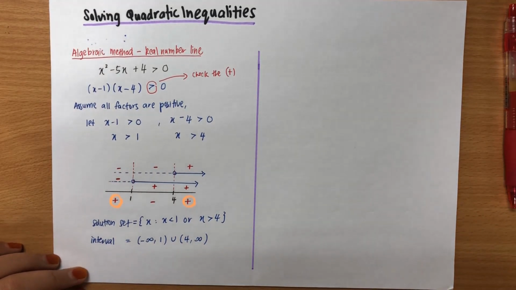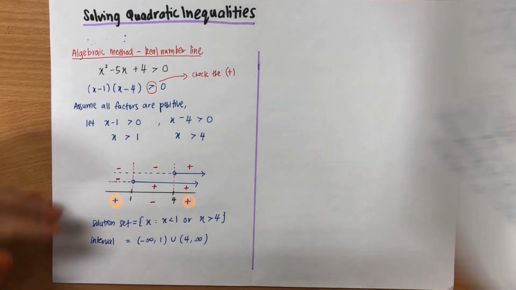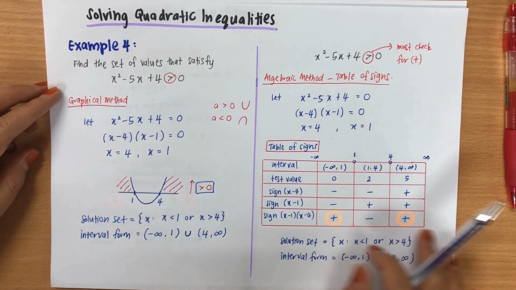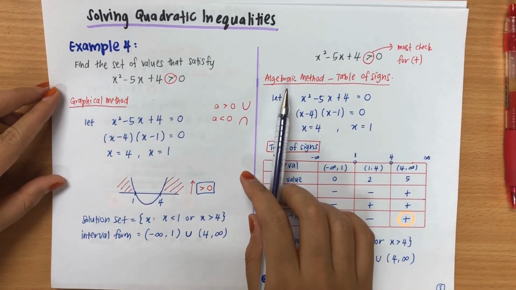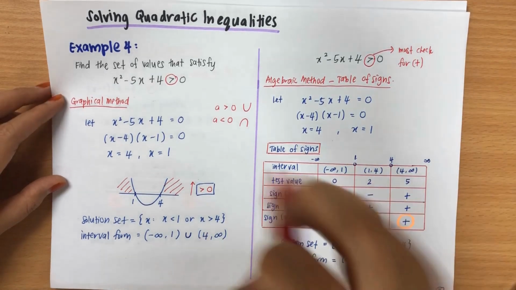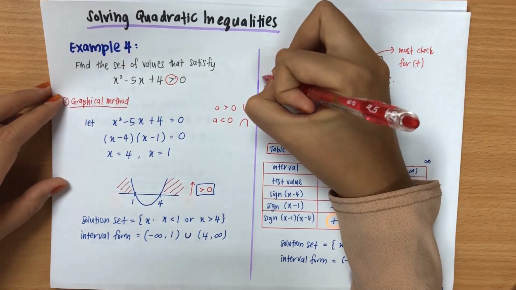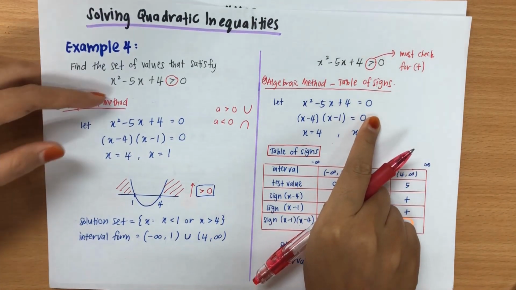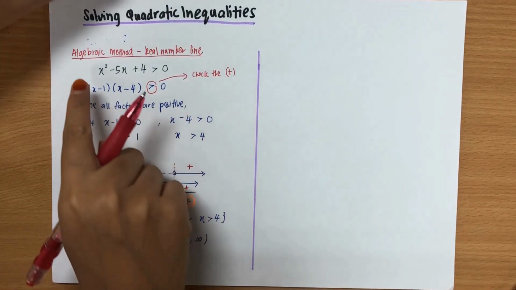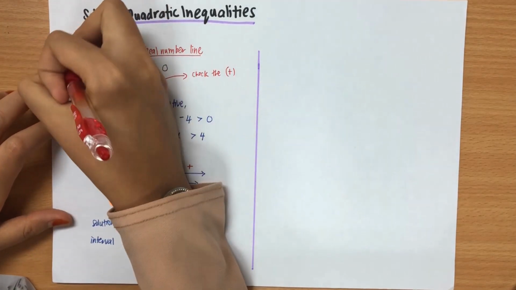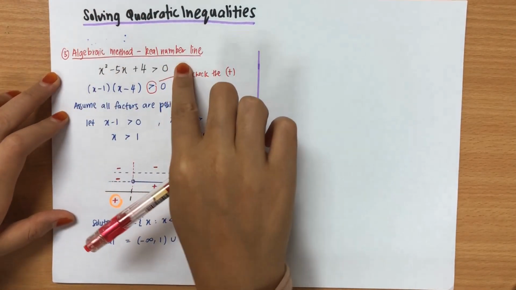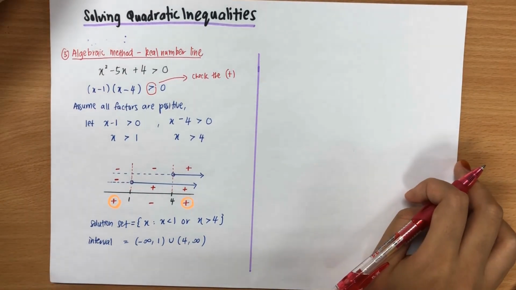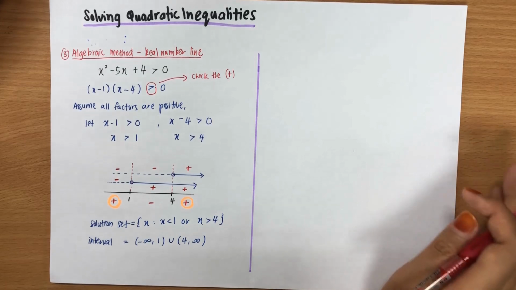So there are three methods that we have already discussed. The first one is by using the graphical method. The second one is the algebraic method by using table of signs. And then the same question we solve by using the third method, the algebraic method, but by using a real number line. So there are different methods that we can use to solve quadratic inequalities.